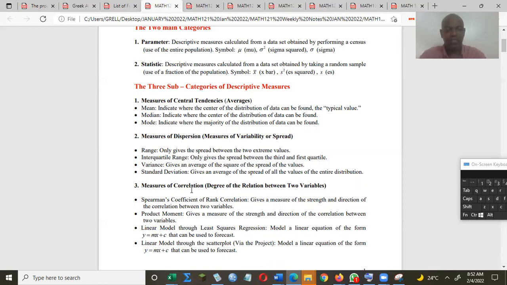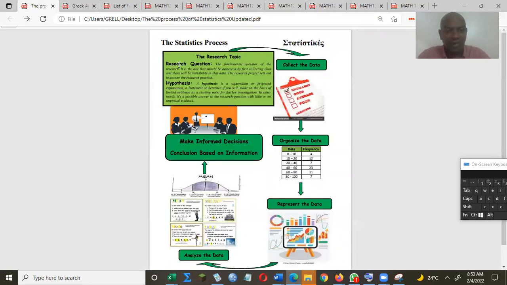And you have measures of correlation, how 2 variables are correlated amongst each other. How does one affect each other? Okay, so these are the 3 subcategories of descriptive measures that we'll be calculating in this assignment B, in order to acquire the knowledge of how to numerically analyze data in order to make informed decisions.